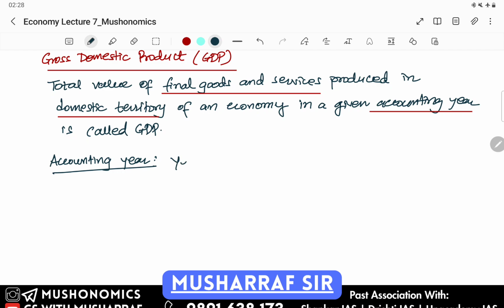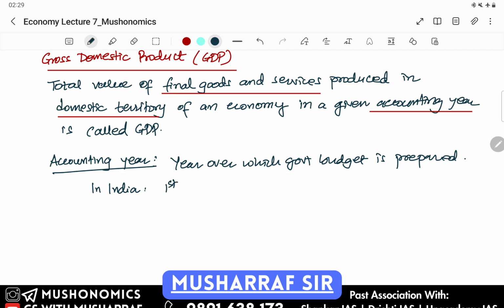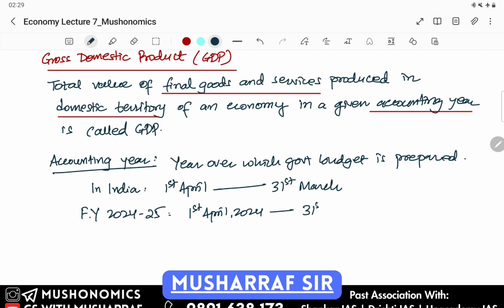So accounting year is nothing but the year over which the government budget is prepared. In India, as of now, it is from 1st of April to 31st of March. So for example, if we talk about financial year 2024-2025, that will be what? From 1st of April 2024 to 31st March 2025. So financial year 24-25 means from 1st April 2024 to 31st March 2025.